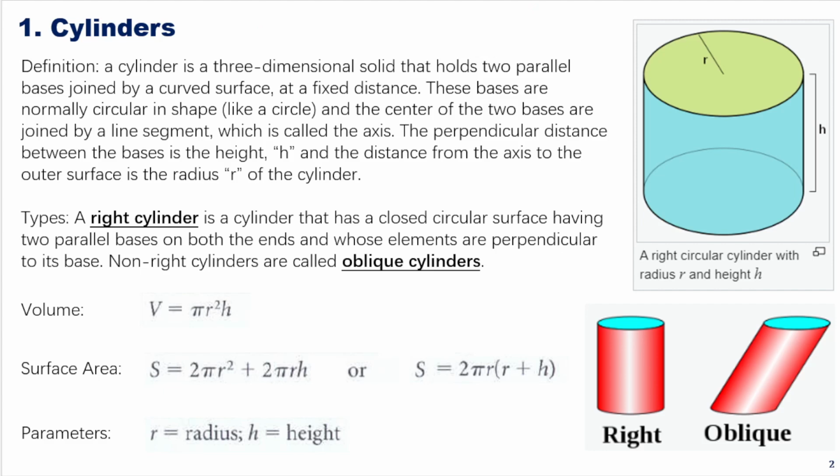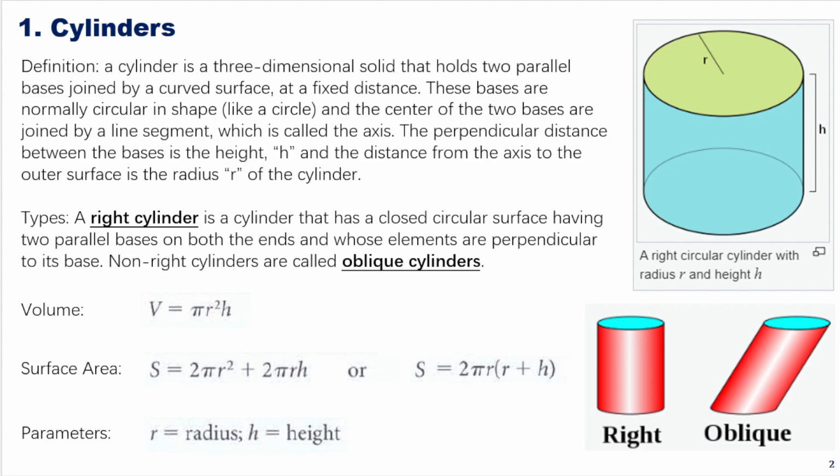By definition, a cylinder is a three-dimensional solid that holds two parallel bases joined by a curved surface at a fixed distance. These bases are normally circular in shape, like a circle, and the centers of the two bases are joined by a line segment, which is called the axis. The perpendicular distance between the two bases is called the height, denoted by h, and the distance from the axis to the outer surface is the radius r of the cylinder.